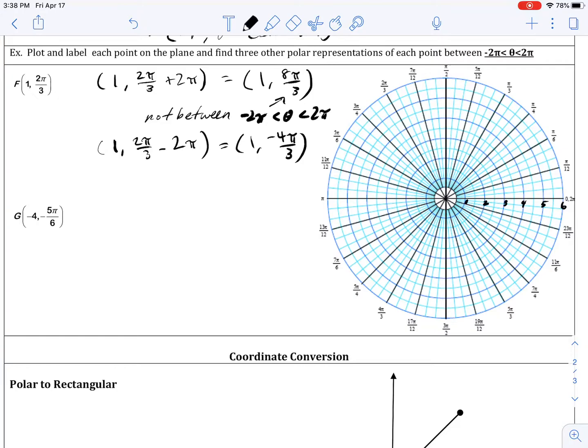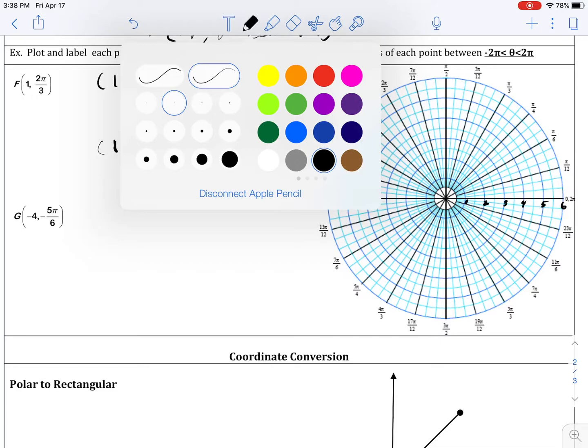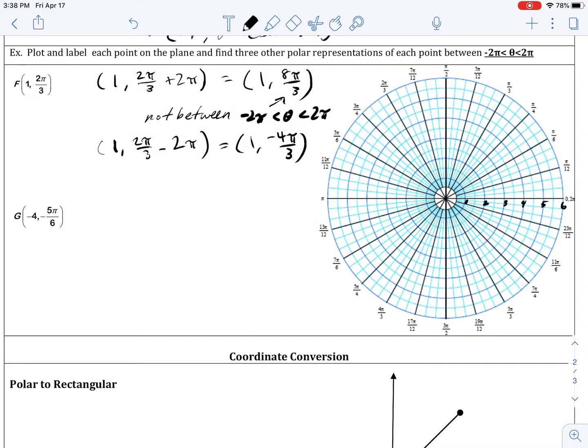So I'm going to find negative 4 pi over 3, which would be right over here in the same spot as 2 pi over 3. And it has an r value of 1. So let's just keep that in black. And so where was I? There. And here is my point F.